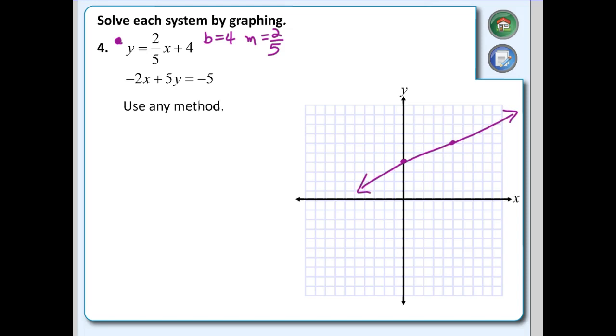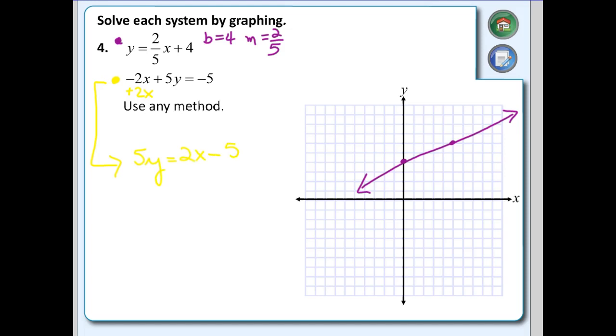Now, when I look at the second line, we'll make it yellow. Which way do I want to graph that? Well, we can put it in slope-intercept form, or we can do the x and y intercepts. You notice we're going to get fractions, so let's go ahead and put it in slope-intercept form. It might be easier. If I'm going to do that, then I'm going to have to get y alone. So we're going to have to add 2x to the other side. So we've got 5y equals 2x minus 5.